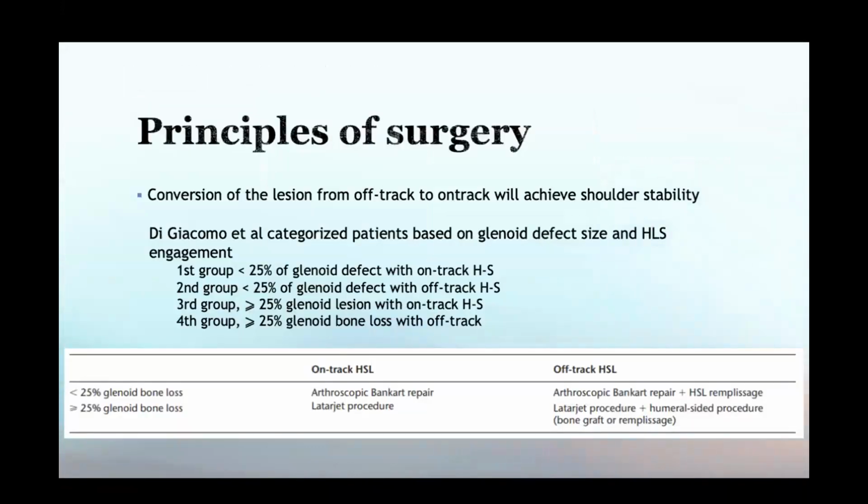Depending on what type of instability you have, Di Giacomo categorized patients based on glenoid bone defects and Hill-Sachs lesion engagement. The first group was less than 25% glenoid defect with an on-track Hill-Sachs. For them he suggested just Bankart repair. For less than 25% with off-track, he suggested Bankart with remplissage. For more than 25% with on-track, he suggested the Latarjet technique. And for more than 25% with off-track, he suggested again the Latarjet technique with a bone graft or a remplissage.